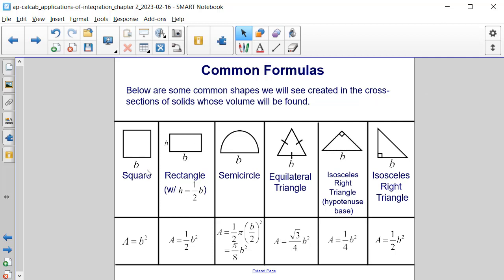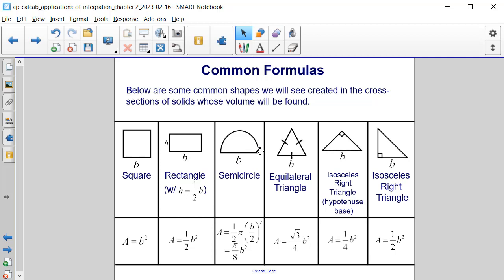We could have a cross-section that's a square, and its area would be b times b, or b squared. We could have a rectangle where the height is 1/2 of the base. So you would have 1/2 b times b, which simplifies to 1/2 b squared.